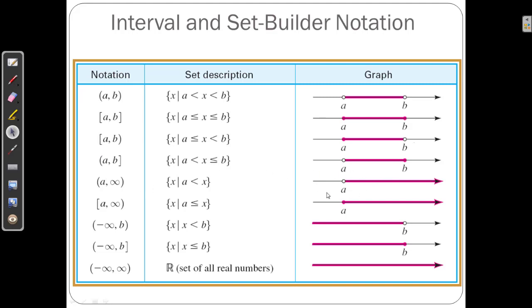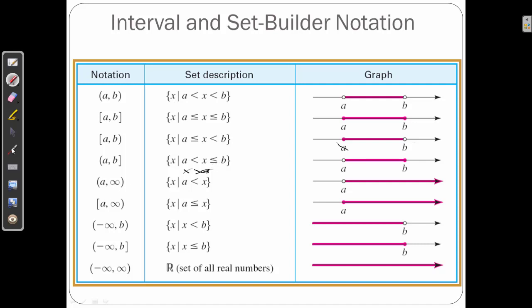And moving on, this is an infinite interval. It has one side going off to infinity to the right. It does not include its left endpoint, but it does stop there. This would be all x such that x is greater than a, or a is less than x. You could write it the other way as well: x is greater than a. That would be fine to write instead of a is less than x. It conveys the exact same information.